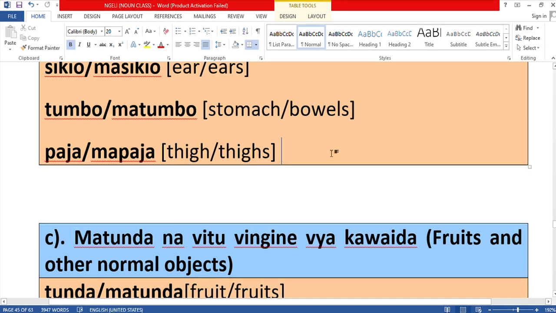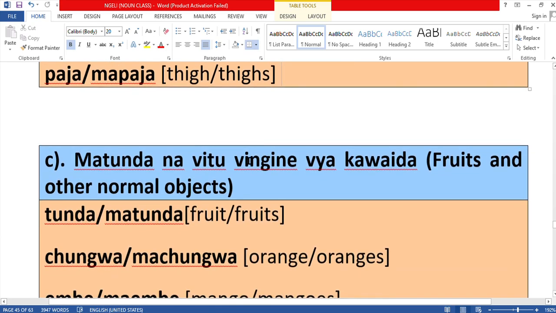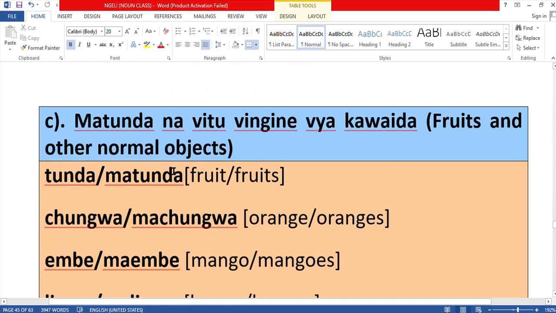Okay, then we are on part C, matunda na vitu vingine vya kawaida. Matunda, fruits, na and, vitu, things, vingine, others, vya kawaida, fruits and other normal objects. As you remember, I told you kawaida means normal. That is a bit away from the lesson, but you need to remember kawaida is normal.